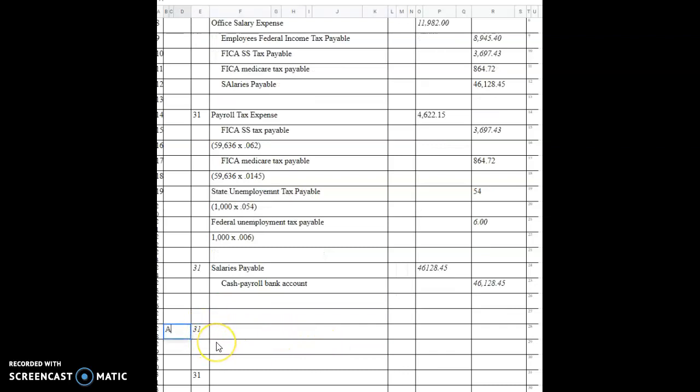Now we're going to move into April 14th. On April 14th, we issued a check for the monthly deposit of March FICA taxes, employee and employer, and employees' federal income tax withheld. So on the 14th, we have employees' federal income tax payable. We're still working with the numbers from the middle of the book where it's in two different columns. Employees' federal income tax payable was $8,945.40.